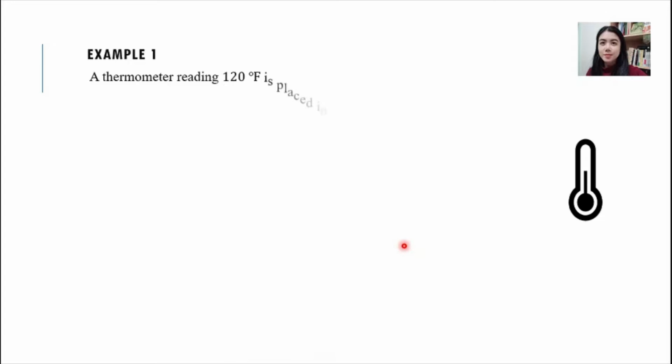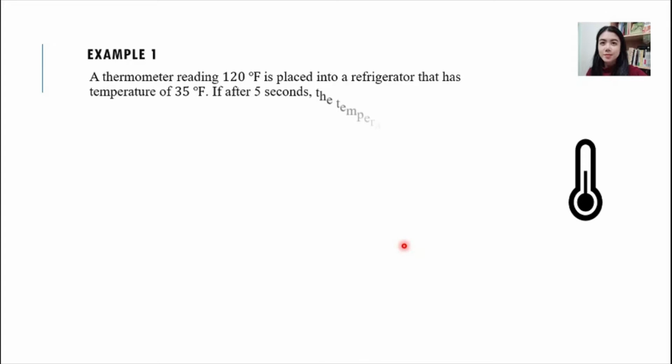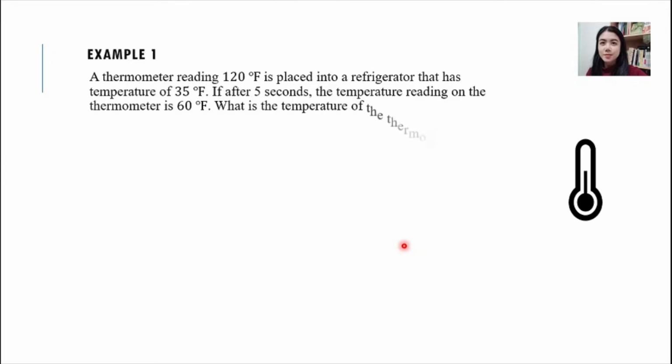A thermometer reading 120 degrees Fahrenheit is placed into a refrigerator that has a temperature of 35 degrees Fahrenheit. If after 5 seconds the temperature reading on the thermometer is 60 degrees Fahrenheit, what is the temperature of the thermometer after 10 seconds? Okay, the first thing you have to do is figure out what information we can extract from this example.